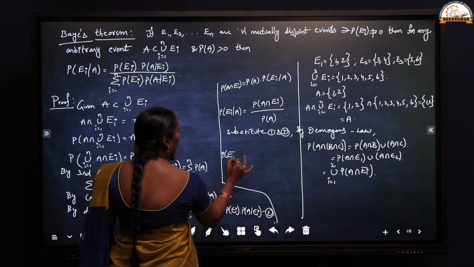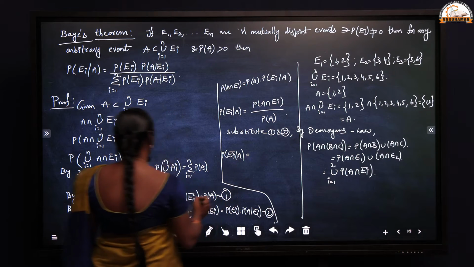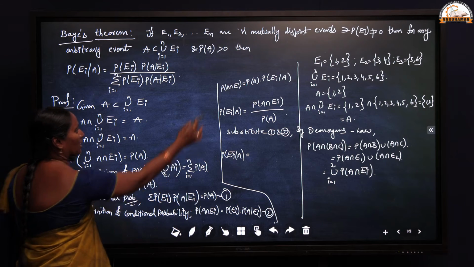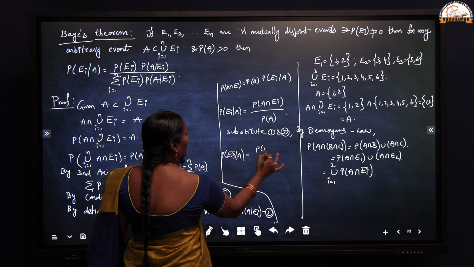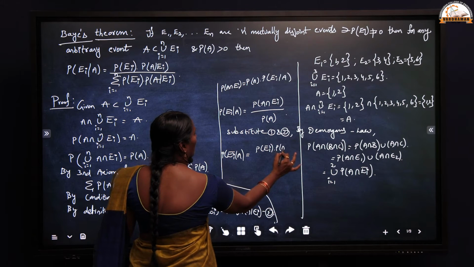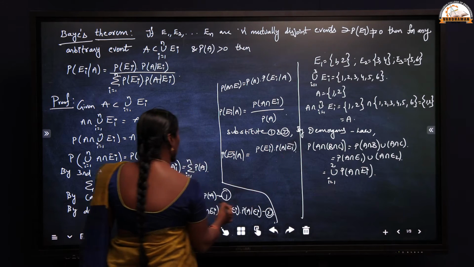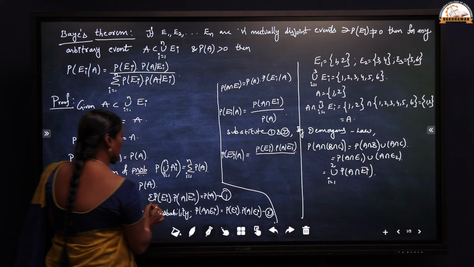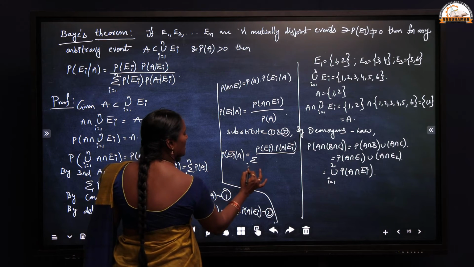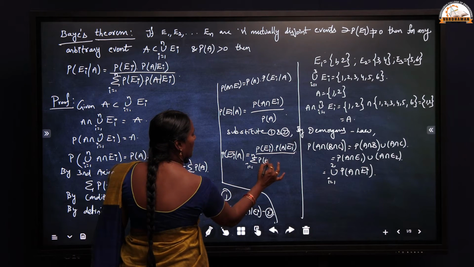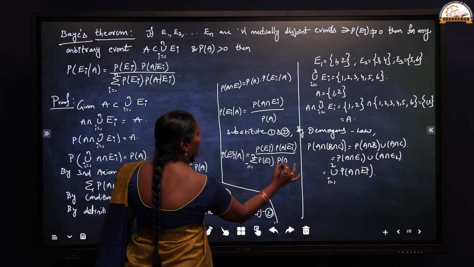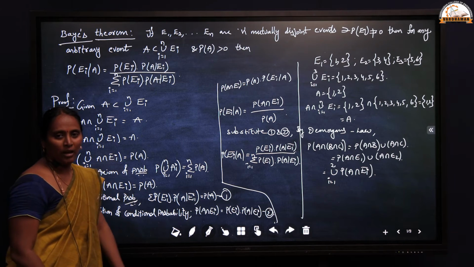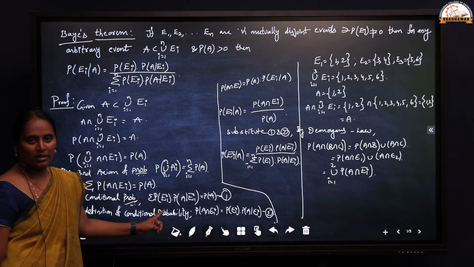What happened here? P of Ei given A is equal to P of A intersection Ei, which is equal to, how to write P of A intersection Ei? P of Ei into P of A given Ei, right? So substitute equation 1 in the denominator. What is P of A? Summation, how many elements? You are taking n elements. So you write summation of P of Ei into P of A given Ei. Okay. So now the Bayes theorem is proved.